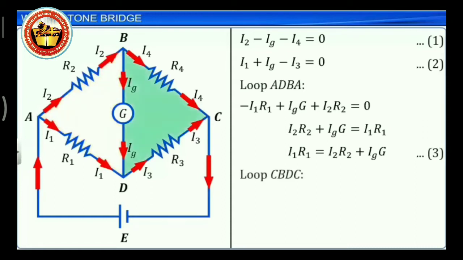Loop CBDC: applying the loop rule we get I4 R4 minus Ig G minus I3 R3 is equal to 0. From that we get I4 R4 is equal to I3 R3 plus Ig into G. Equation 4.